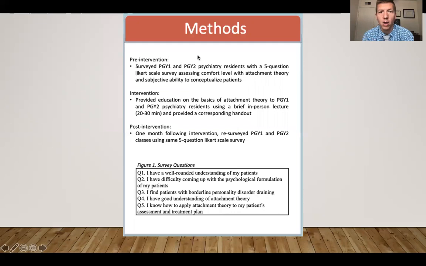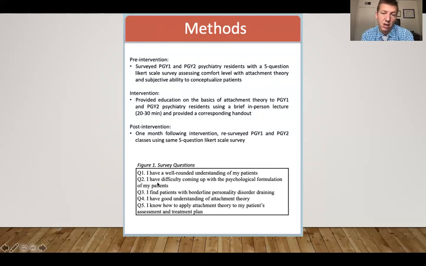As far as how the intervention was conducted, we surveyed both the PGY1s and the PGY2s before and after the intervention. And the intervention was about a 30-minute in-person lecture with a corresponding handout, which we'll talk about. The survey questions that we went through are in regards to our primary and secondary aims. The primary being, I have a well-rounded understanding of my patients.